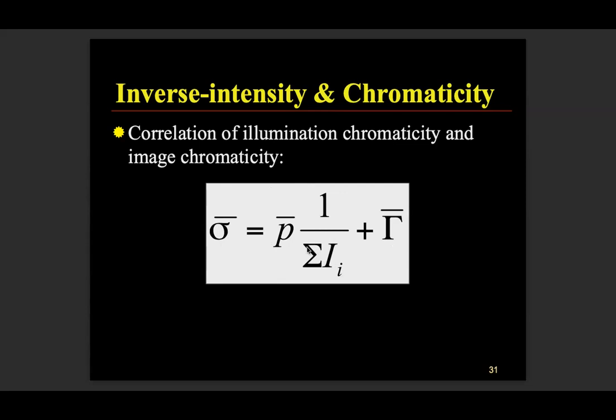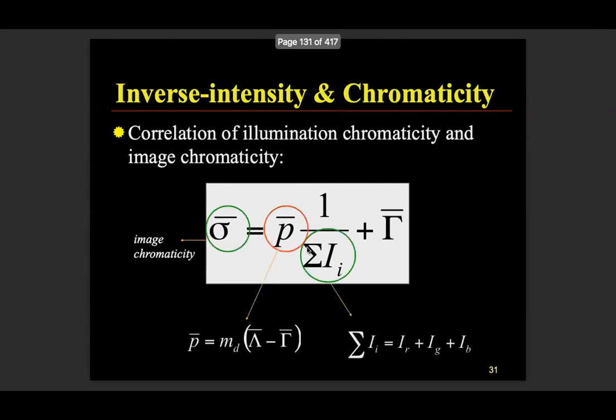Okay, so P here is actually some geometrical factor of the diffuse surface, but gamma is the eventual output that we want. So we need to solve this equation. In this case, we can use inverse intensity, because the x-axis is inverse intensity, and the y-axis is chromaticity. So we can create an inverse intensity chromaticity space to solve this problem.